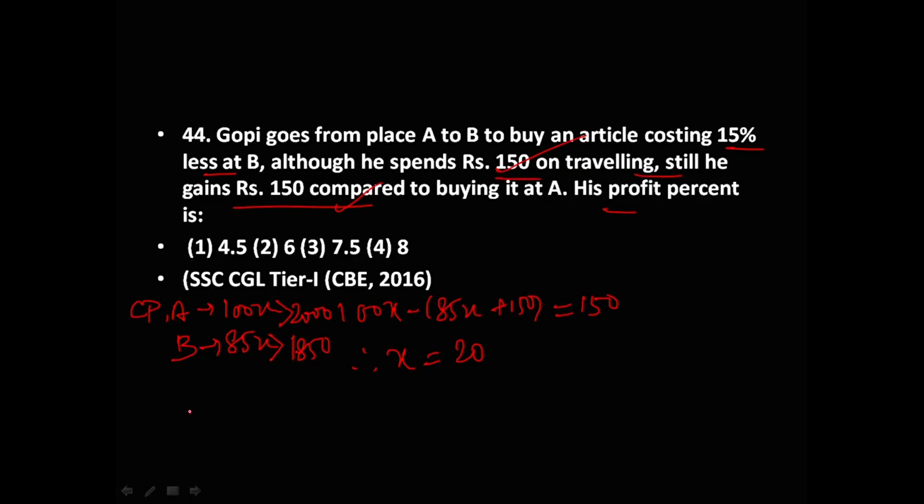So what's the profit percentage now? What's the profit? It's 150 rupees profit upon 2000 into 100. So it's 7.5. Clear? Option 3 will be the right answer. So moving to the next one.